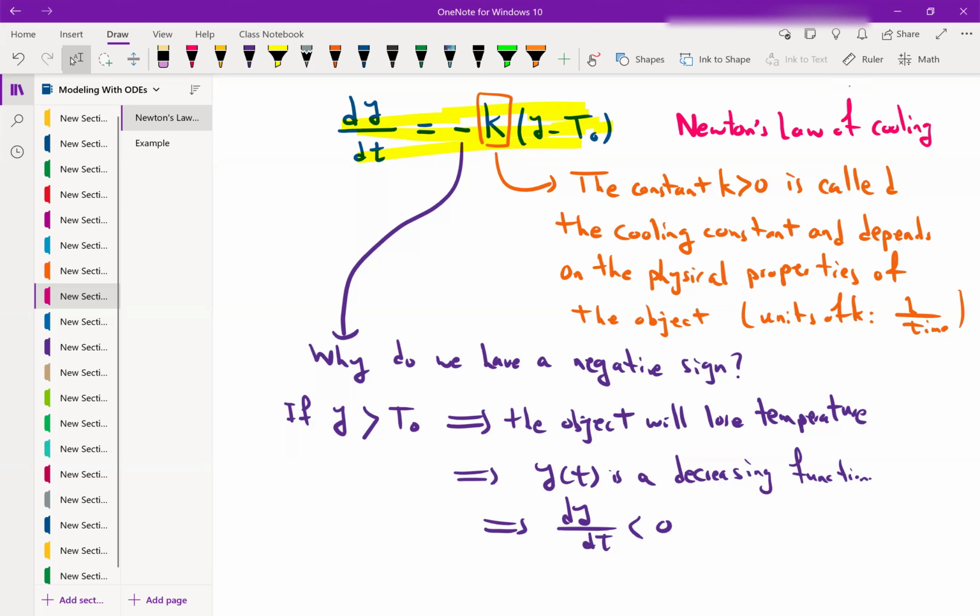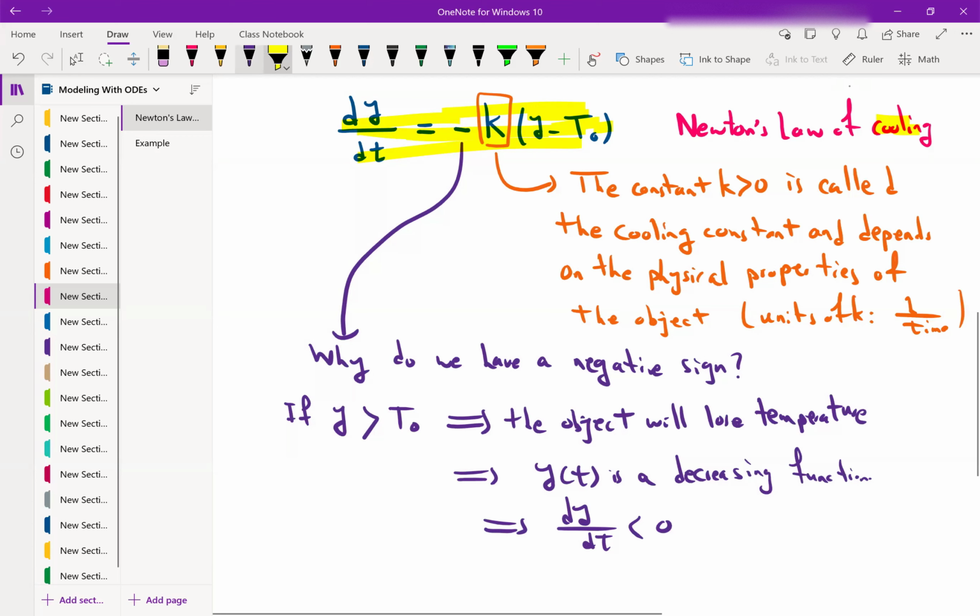For example, you have a glass of cold water in the room, and now in this case, it will gain temperature. The temperature will increase as time passes by. The water becomes warmer as time passes by. You can use this law for that case as well. So maybe calling it Newton's law of cooling can be a little bit misleading. It can be Newton's law of cooling or Newton's law of warming, right?